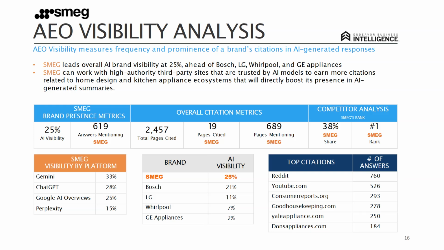The scorecard reports your brand's frequency and prominence in AI answers. For SMEG, AI visibility led the category, driven by citations from high-authority platforms. Partnering with trusted sites and optimizing content for AI engines enhances both the quantity and quality of your brand's digital presence.